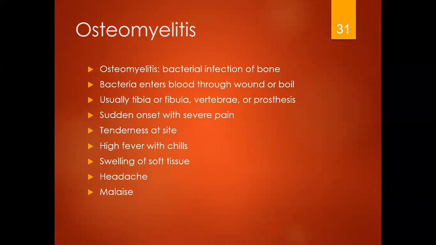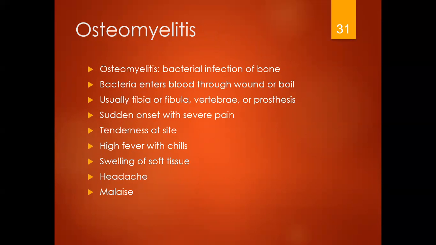Osteomyelitis is a particular type of infection. It's a bacterial infection of the bone. Usually Staph aureus enters the bloodstream from a distant focus of infection. So maybe there's a boil or another open wound that has that Staph aureus in it, and it's made its way into the bone. We see this in the tibia, the fibula, the vertebrae, maybe even a prosthetic like a hip.